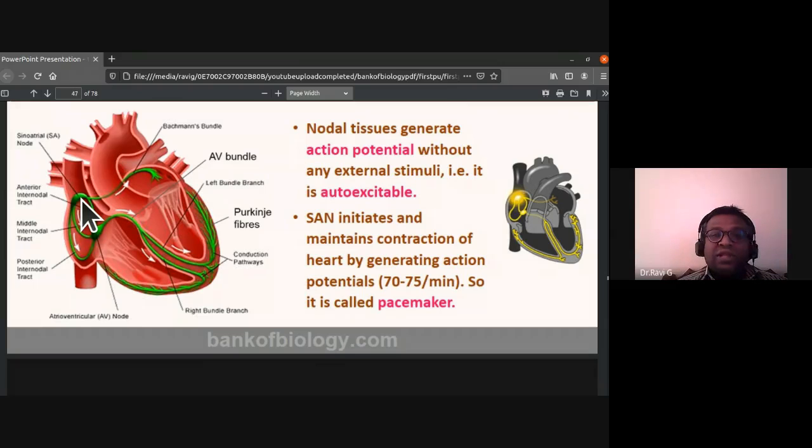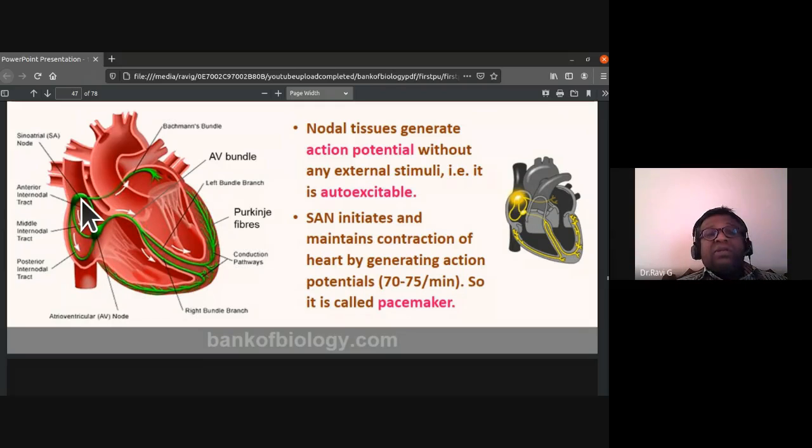We have already told you that action potential is generated without any external stimuli. Both SAN and AVN can generate action potential, but the maximum action potential is generated in the SAN, at 70 to 75 per minute. So the sinoatrial node is called the pacemaker.